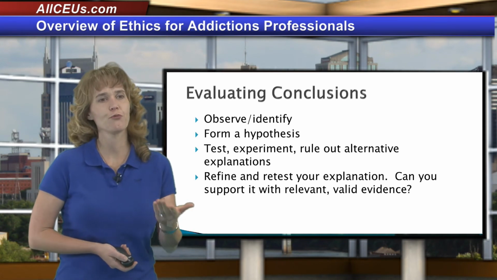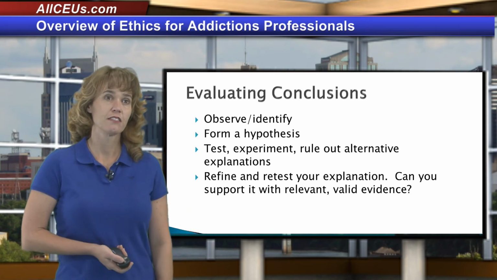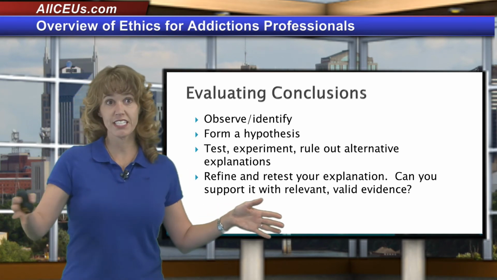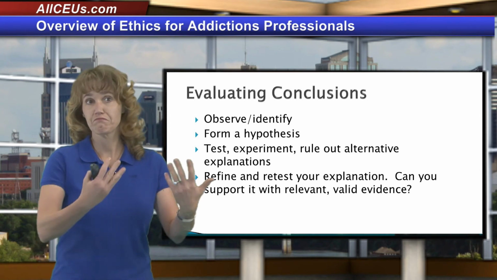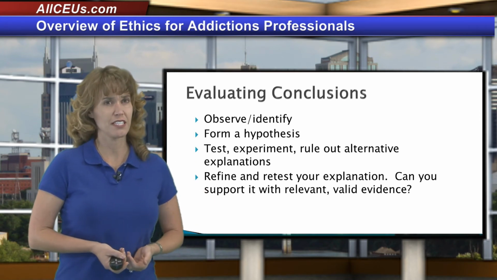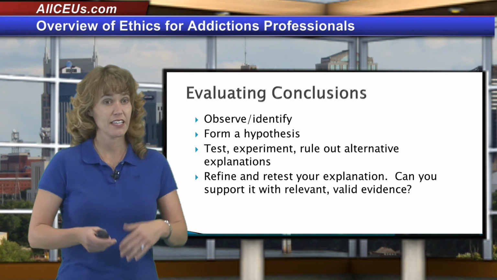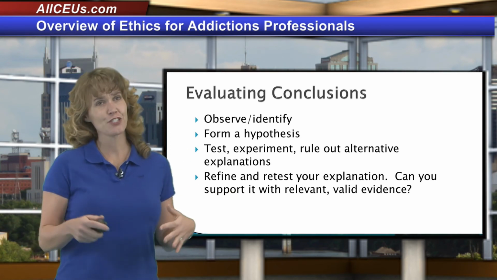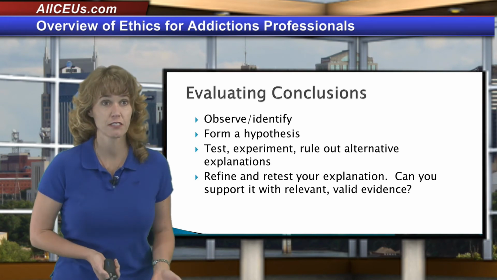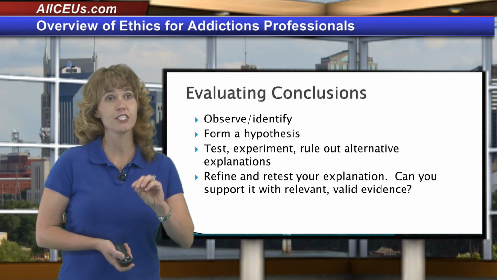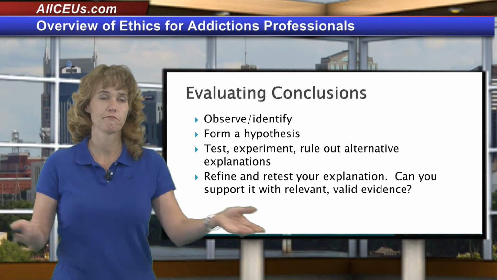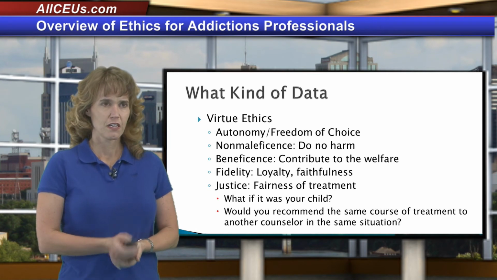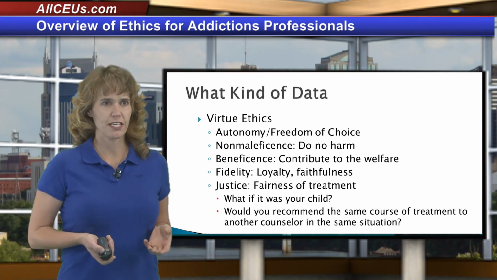And can you support it with relevant, valid evidence? We know, based on these particular studies, or you may even say, based on my clinical experience, what I've seen is people who have sober social support systems tend to do better than those who live in isolation at maintaining sobriety during the early recovery period. So what kind of data are we using?